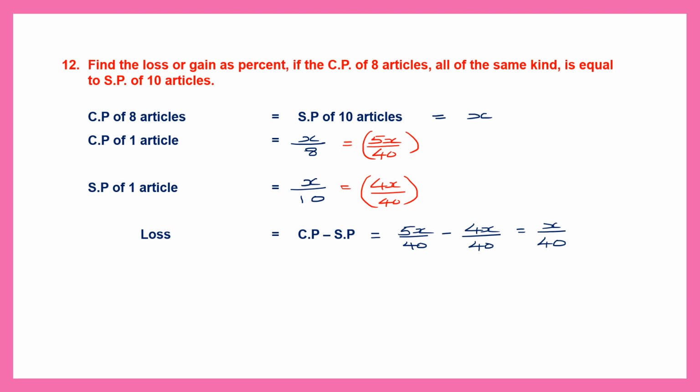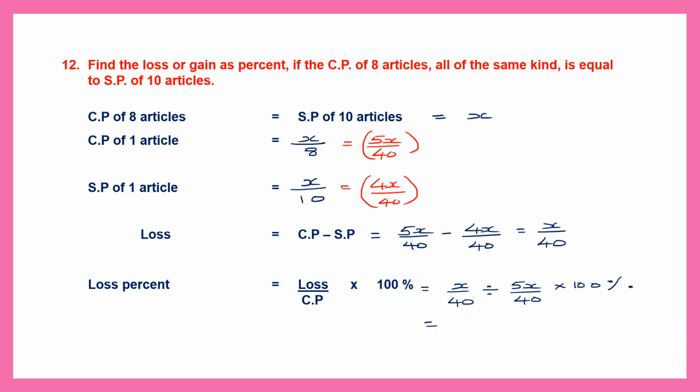Now we're going to find the loss percent. To find the loss percent, the formula is loss divided by cost price into 100%. So what is the loss? x by 40 divided by cost price. Let's put it this way: divided by cost price, which is 5x by 40, into 100%.